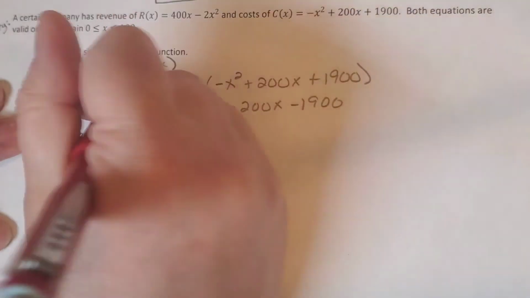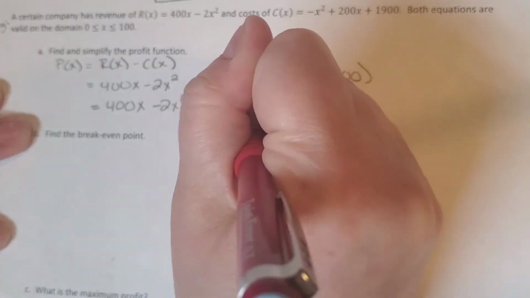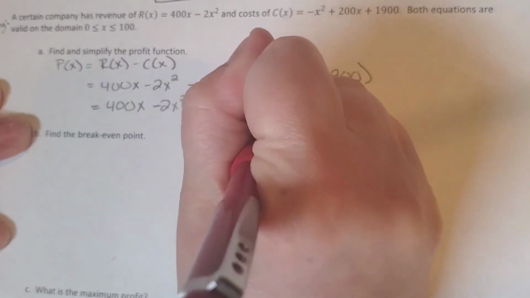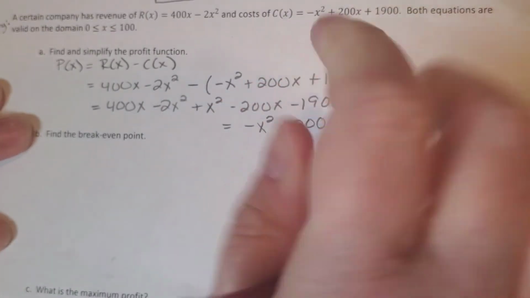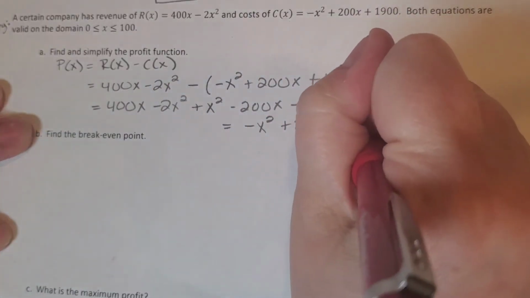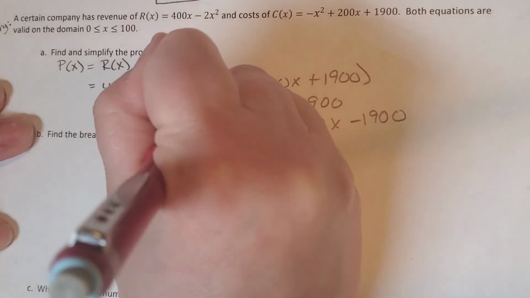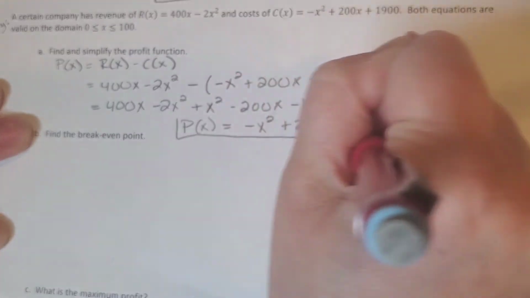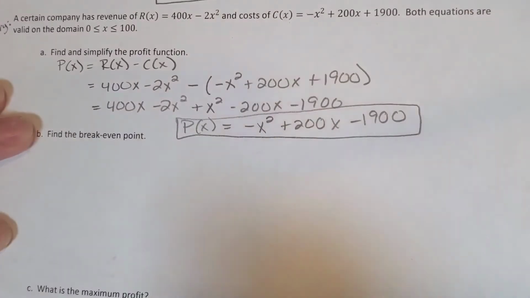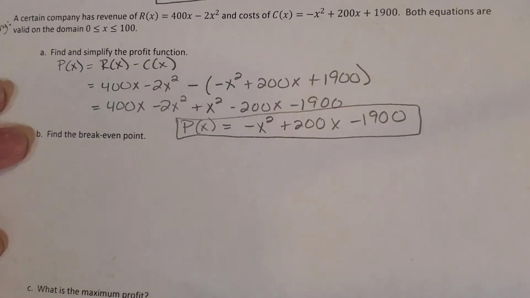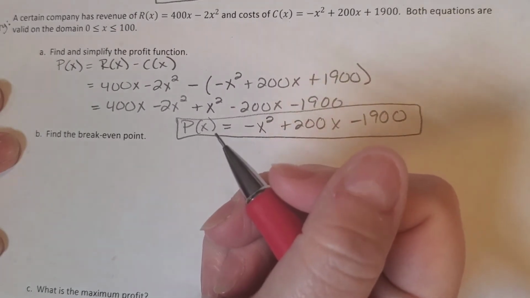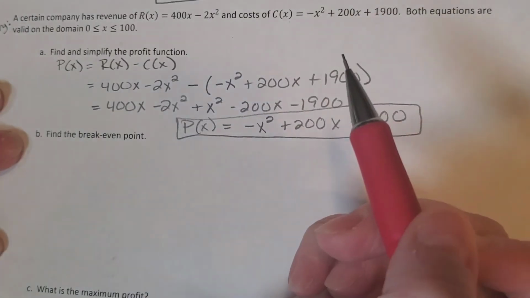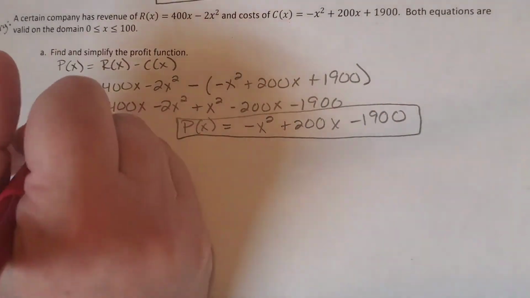And then we need to combine our like terms. When we do, we end up with a negative x squared, 200x, and minus 1900. And so there's our profit function. To find the break-even point, remember we can find the break-even point either by setting the profit function equal to 0 or setting the revenue function equal to the cost function. Either way works, you get the exact same answer.